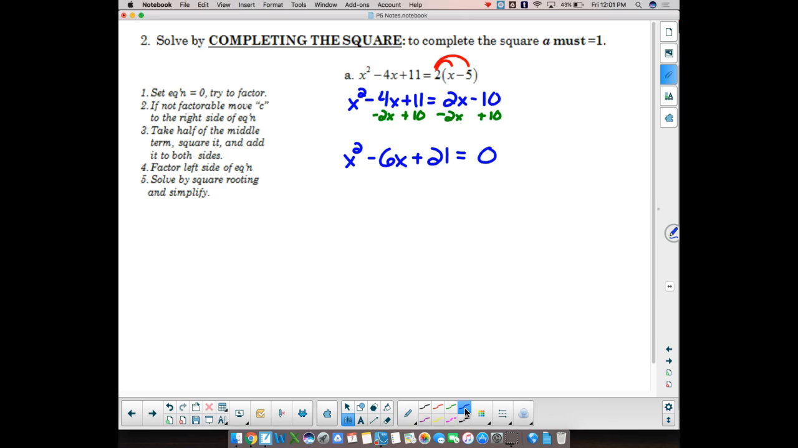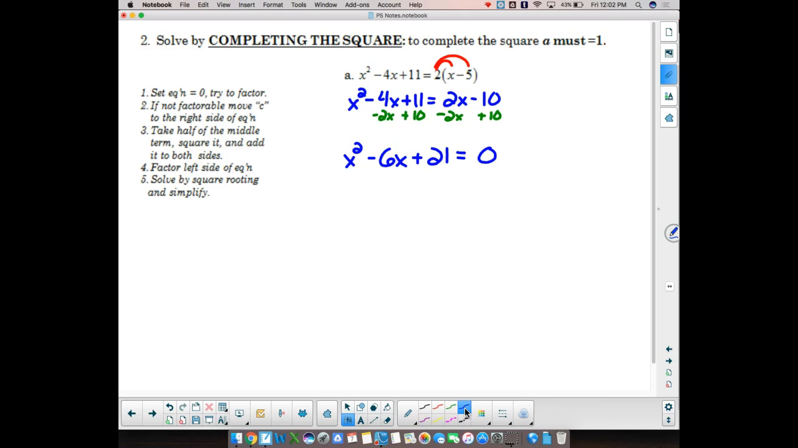Now, I look and see if I can factor that. And unfortunately, I can't, because the only two numbers that multiply together to be 21 are 3 and 7, which would get me to 4 or 10, and 1 and 21, which would get me to 20 or 22, if I added or subtracted them together. So I can't do that. So now I've got to do completing the square.